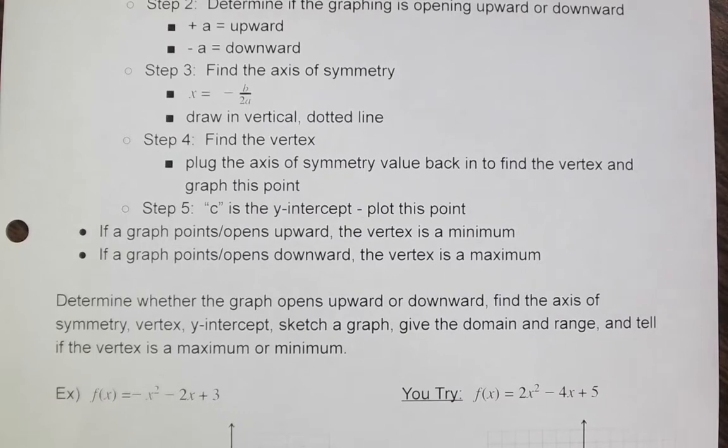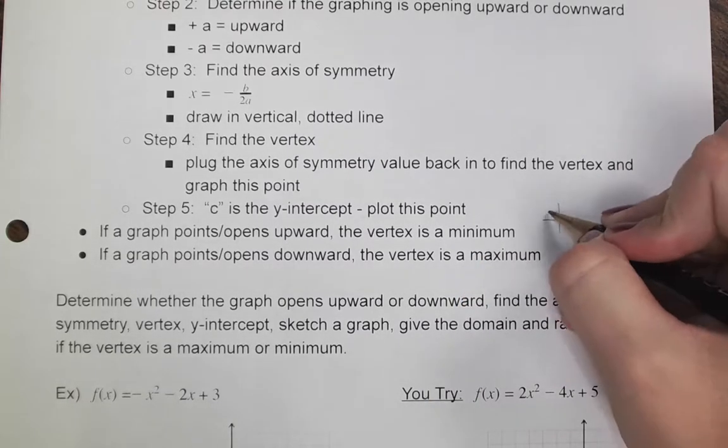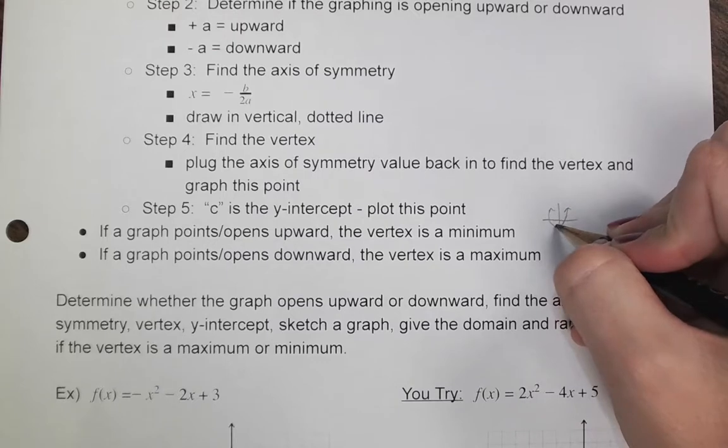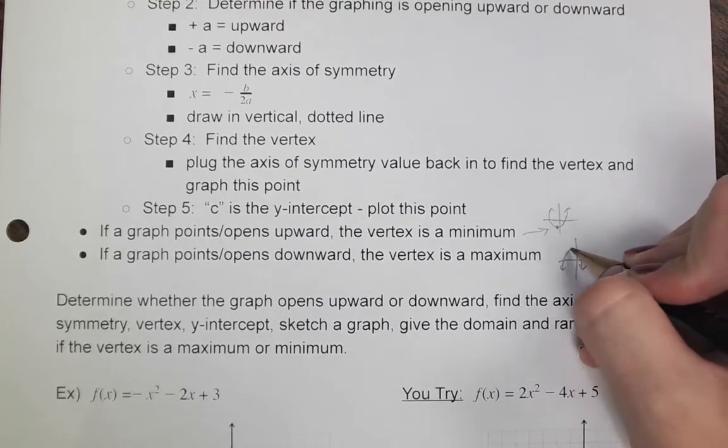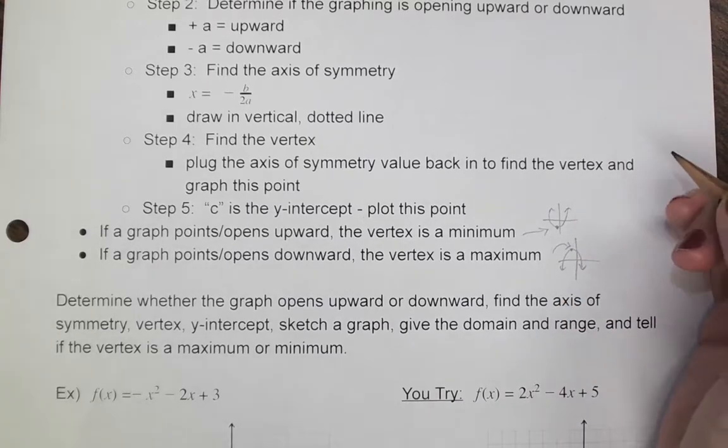So this should be a review from Algebra 1, but we're just kind of going through it quickly here. Last two things tell us that if the graph opens upward, then the vertex is a minimum, or like the bottom point. So that's like this. This would be a minimum. If it's upside down, that's a maximum.